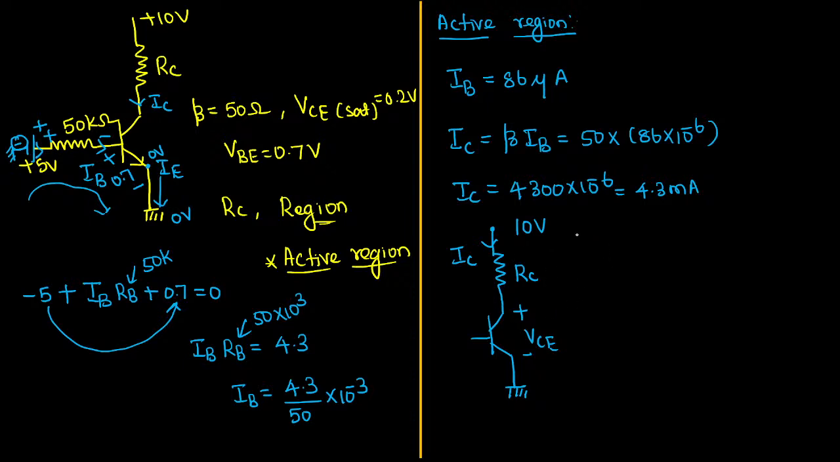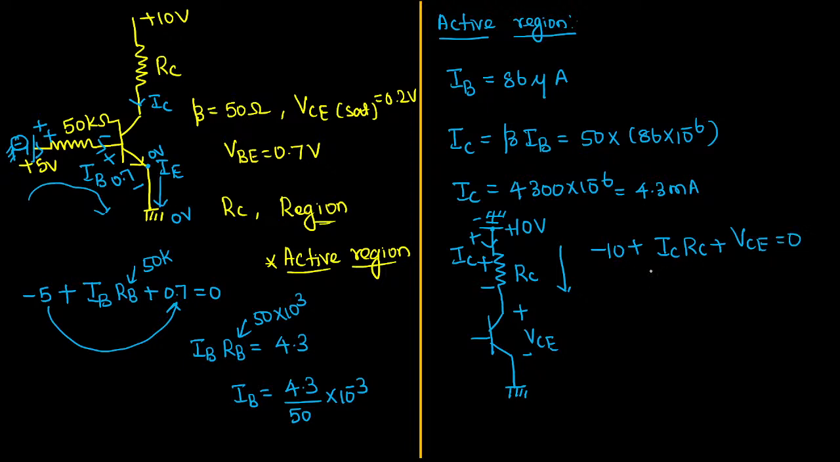Okay, so let us proceed further. Apply the KVL here, plus minus. Given it is plus 10, what will you do as usual? Plus will be connected with the supply with the circuit, negative will be connected with the ground. If you apply KVL here, minus 10 voltage plus collector resistor, it will be IC into RC, plus collector to emitter voltage VCE equal to 0.